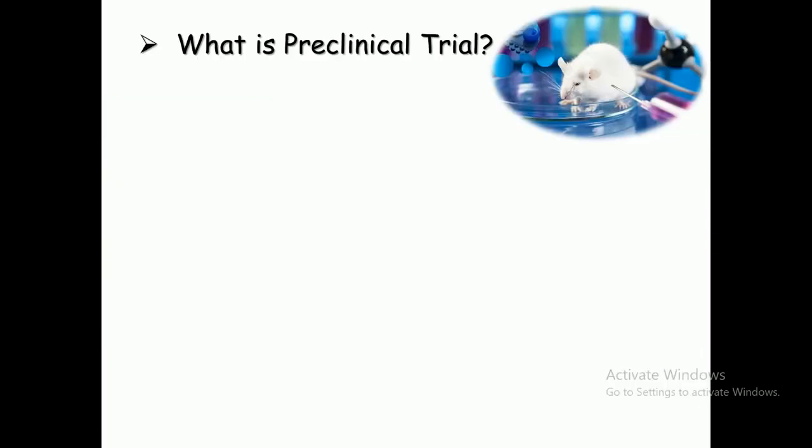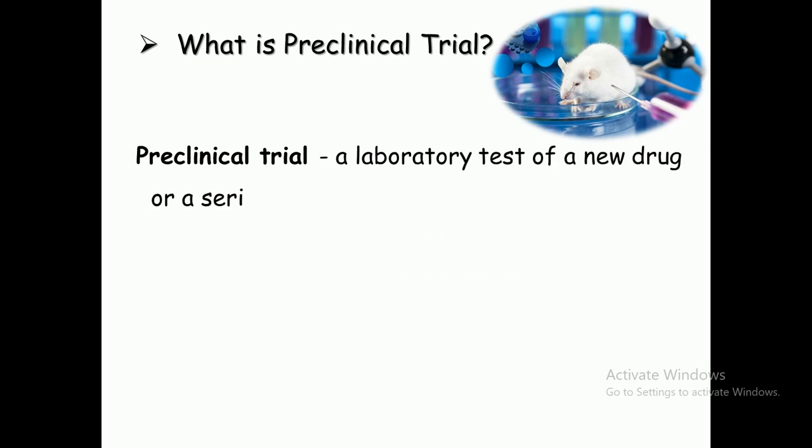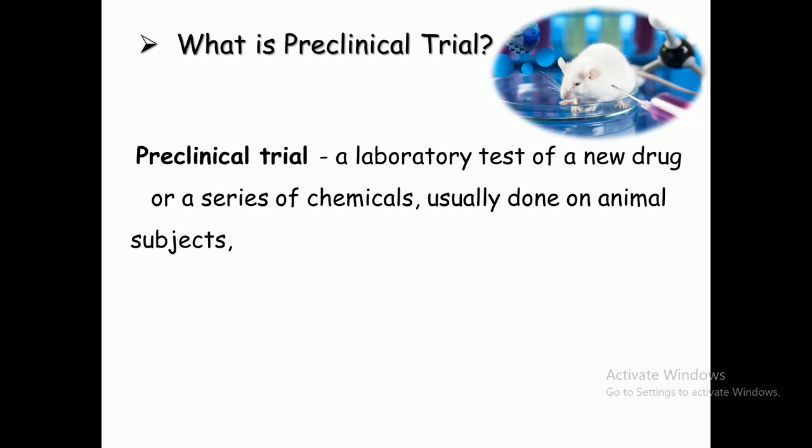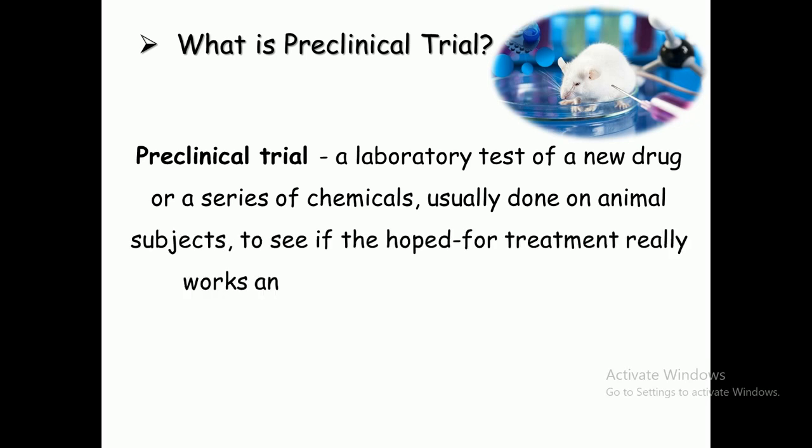What is a preclinical trial? A preclinical trial is a laboratory test of a new drug or a series of chemicals, usually done on animal subjects, to see if the hope for treatment really works and if it is safe to test on humans. That definition itself tells us that this is a laboratory test of a series of a new drug, that is a number of chemicals, usually done on animal subjects, that is animal study, to see if the hope for treatment really works and if it is safe, that is, to check the efficacy and safety. Okay, this is all about preclinical trials.